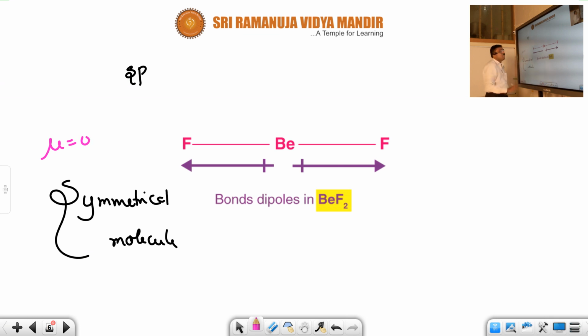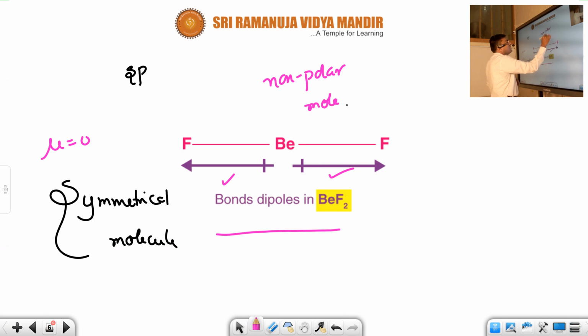Mu is equal to 0. Dipole moment is 0. The dipole moment gets cancelled. You can see here a dipole is pointed towards one side, and here the dipole moment is pointed towards the other side, and the dipole gets cancelled, and the net dipole is 0. That means, students, this is a non-polar molecule, or non-polar system.